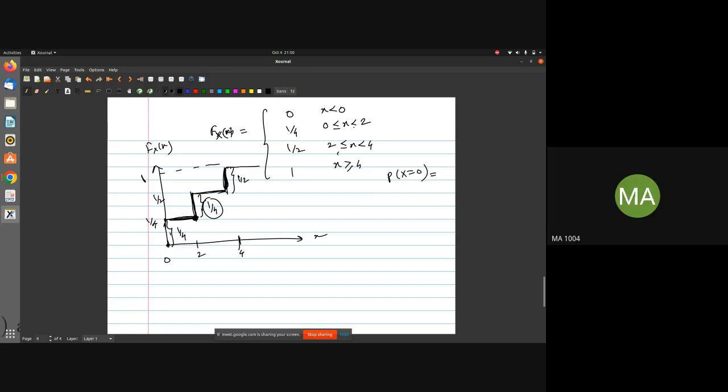Or you can convert this CDF into a PMF. You just have to subtract the values, and then you will get the values at every point. So the PMF takes values 0, 2, 4, and the probabilities will be 1 by 4, 1 by 4, and 1 by 2. So this is the PMF.